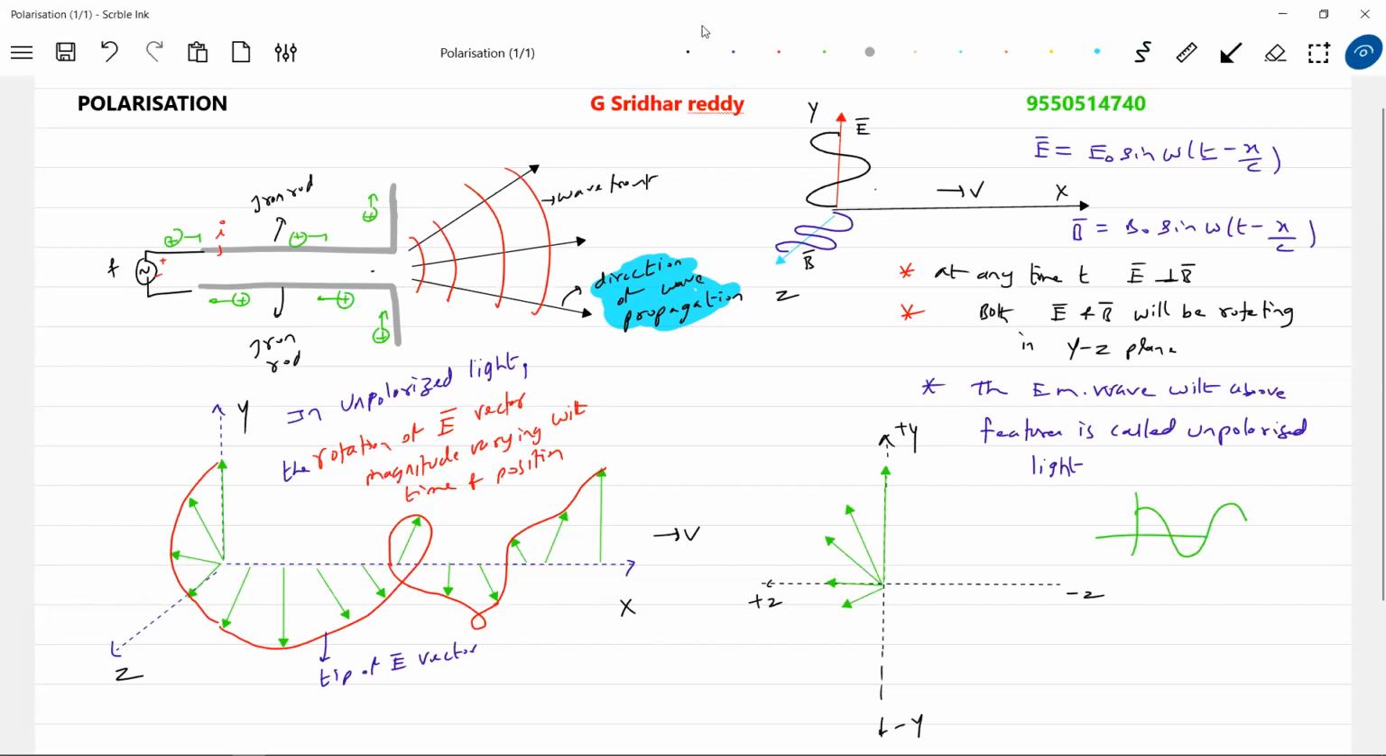I'm not bothered, since the human eye will respond only to what? The electric field vector. So therefore, I'm more bothered about the E bar vector in the light than the B bar vector. For your understanding purpose, I'll continue with this.